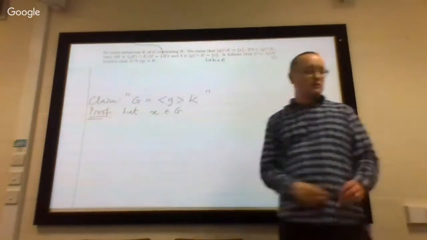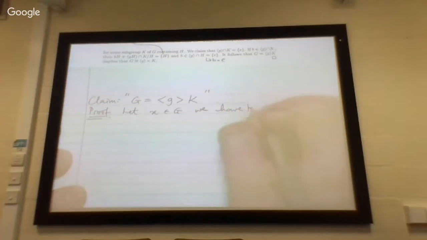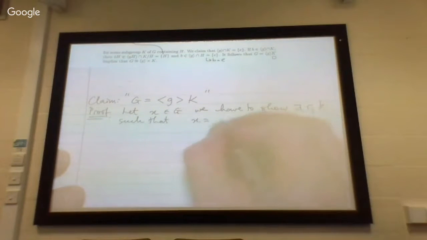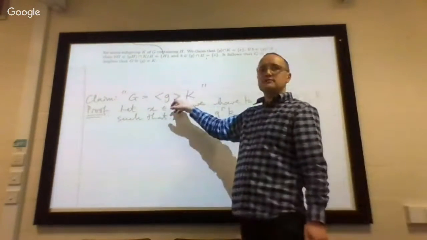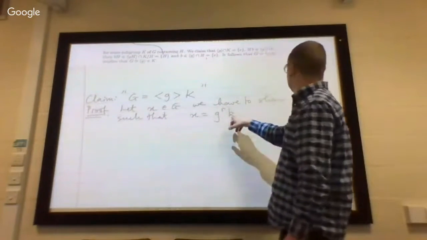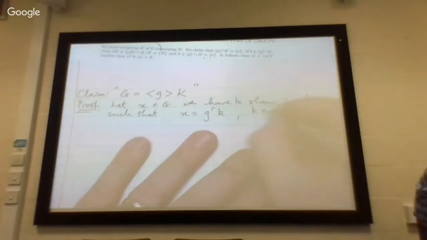Okay, in order to prove that G can be written as this product here, we have to show the existence of an R and a little k such that X is equal to G to the R times K. Because then X will be in the product of these two: something in the cyclic subgroup generated by G times a little k, where this little k is in the subgroup K.